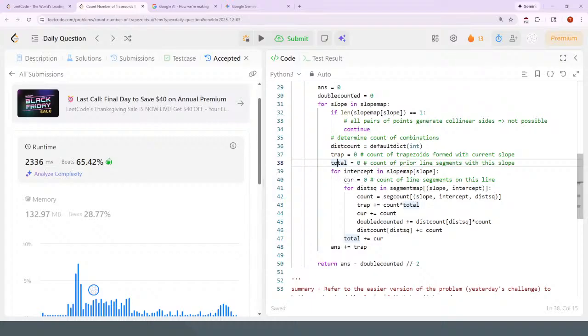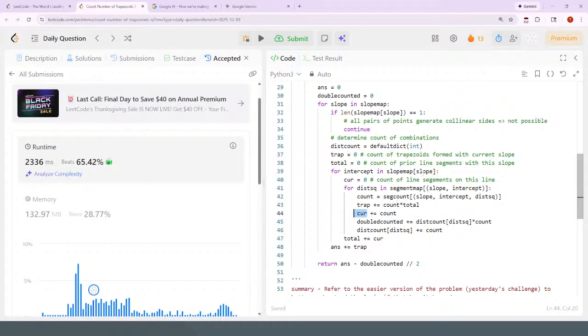we're going to keep track of the current number of line segments on this line, and then for every distance, for every segment length on this line, get the count from the dictionary. And then the trapezoids formed from this would be the line segments on this line multiplied by all the other line segments prior with the same slope. And this is the logic here. It's just very similar to the last challenge problem. And then increase the current number of line segments on this current line.